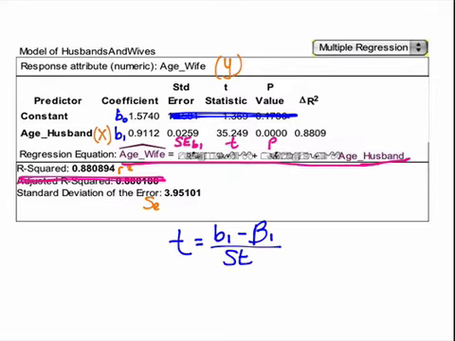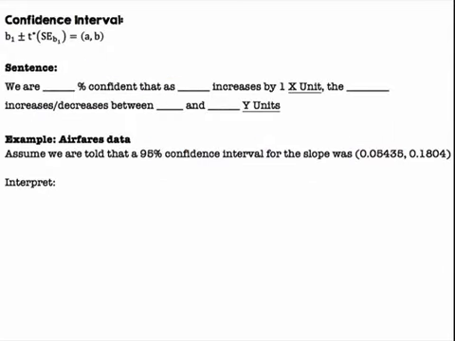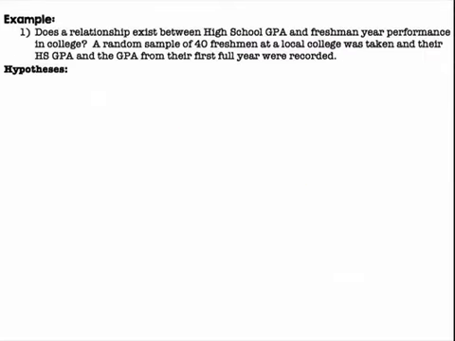All right, and then there's our formula. So we would have 0.9112 minus 0 over the standard error of b sub 1, which is 0.025, which gives me a t value of 35.249. If I plug that in to find my p-value, t has to be greater than that t-value, and I get a p-value of 0.000, so basically 0.